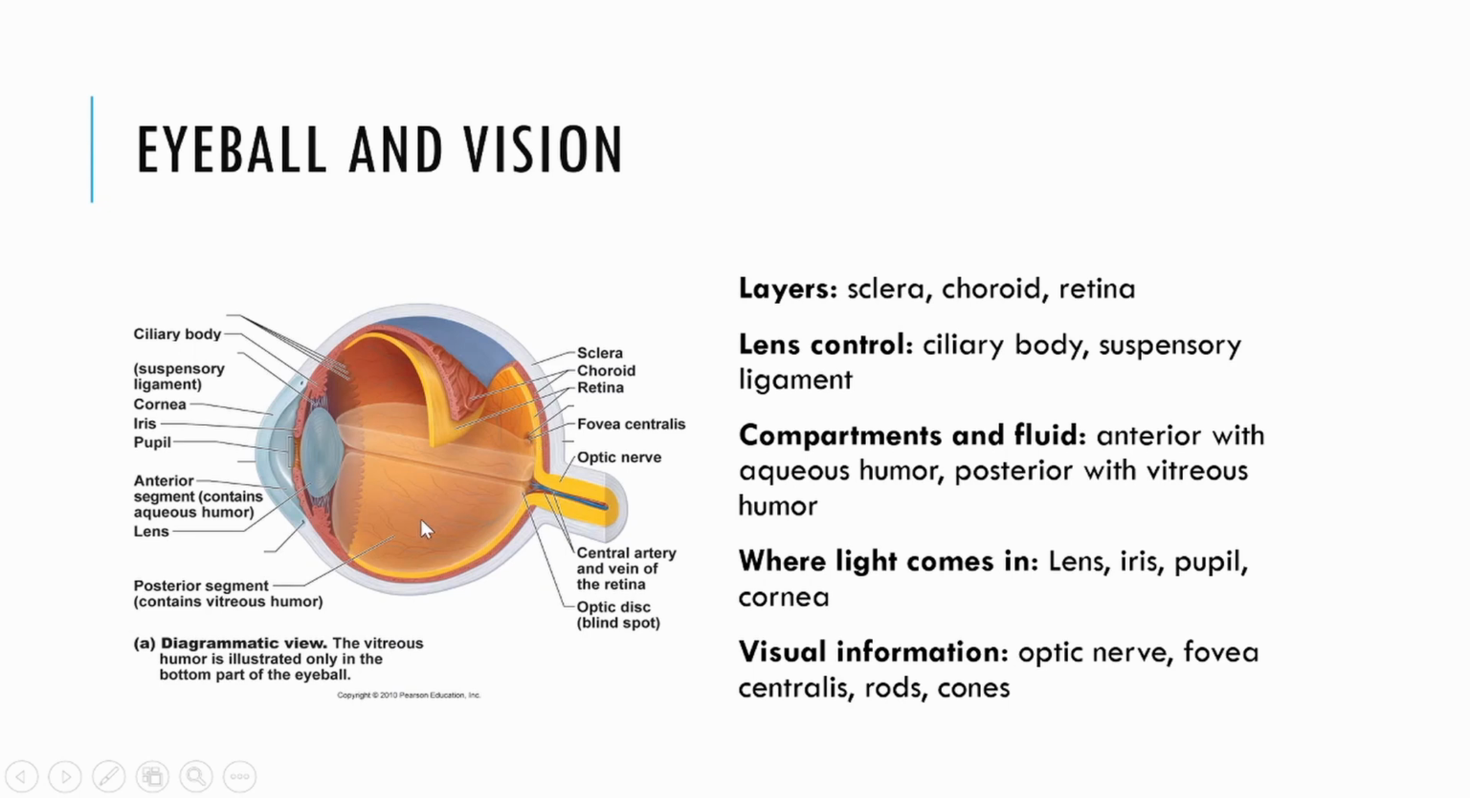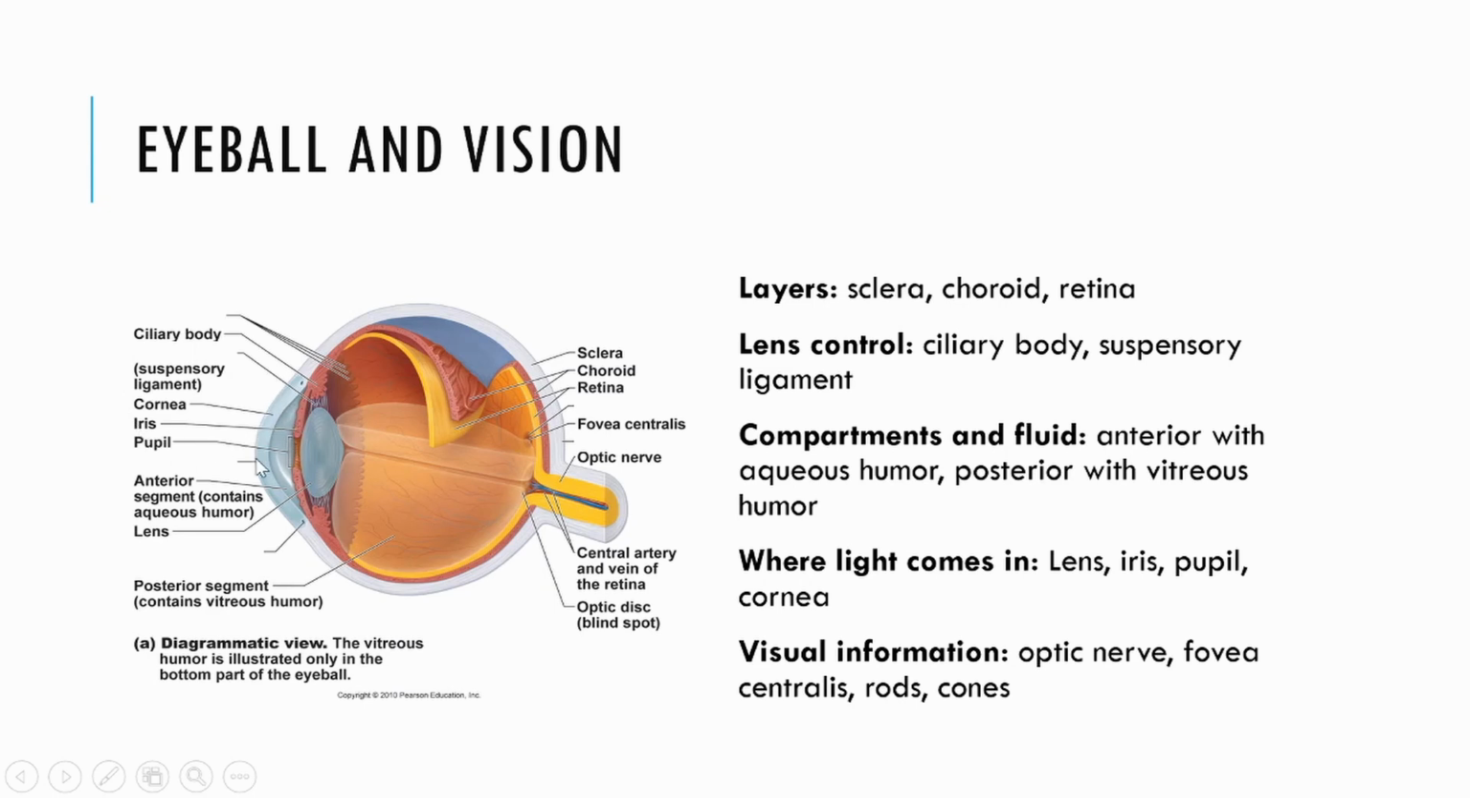We can also break the eye down into compartments. The anterior compartment up in the front, filled with the aqueous humor, and the posterior compartment filled with the vitreous humor. When light comes in the eye, we have to go through several structures in order to do so, and we have the ability to control how much light comes in.